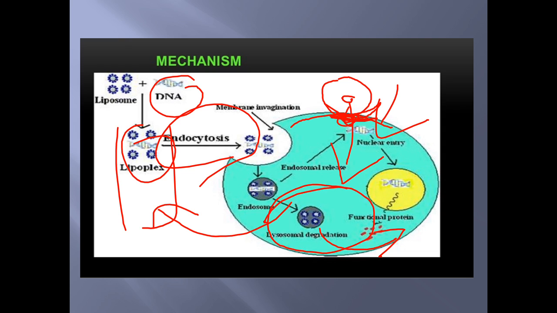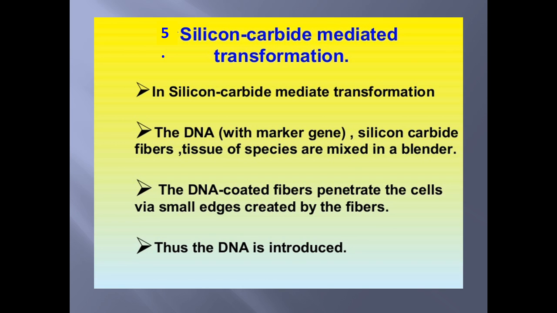In order to accelerate this, the efficiency of the transformation in this case can be increased with the help of one chemical called PEG, which we call polyethylene glycol. In the next latest chemical methods, we are studying why we need to use this polyethylene glycol. So this is all about the fourth method, that is liposome mediated transformation or lipofection.